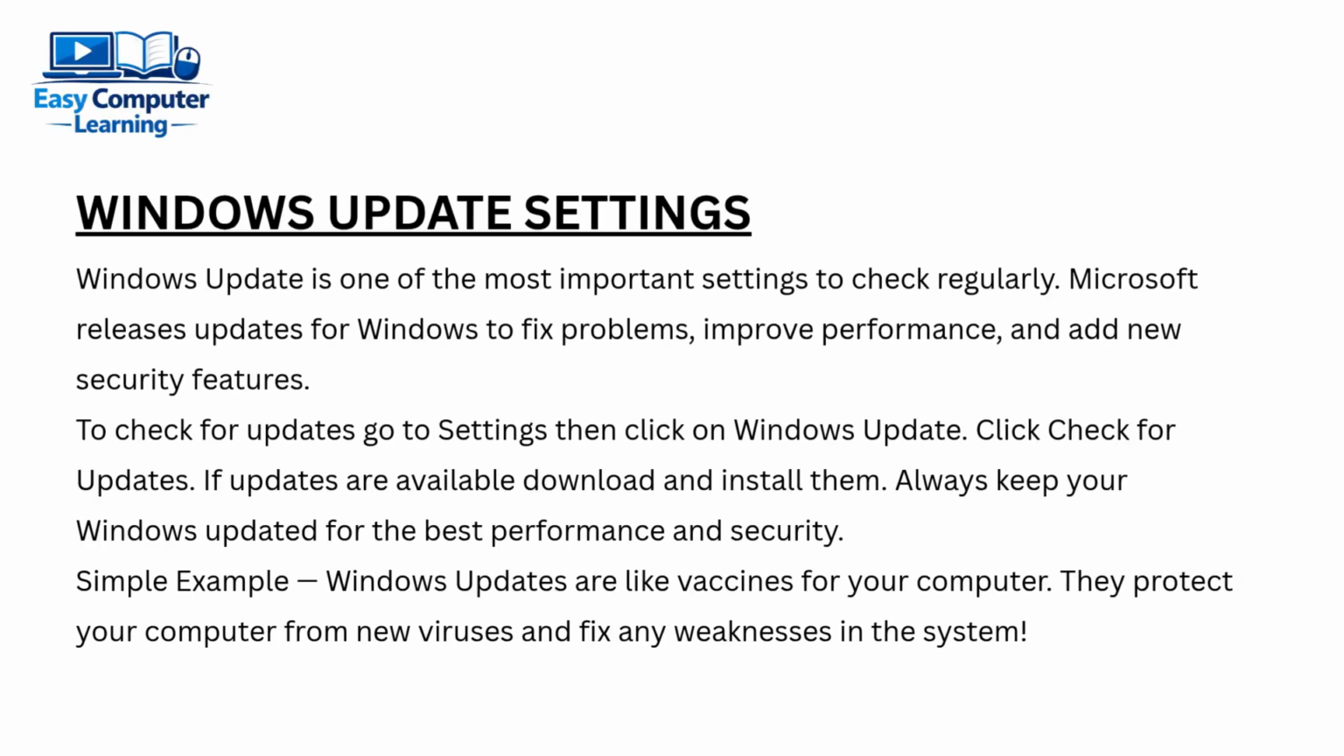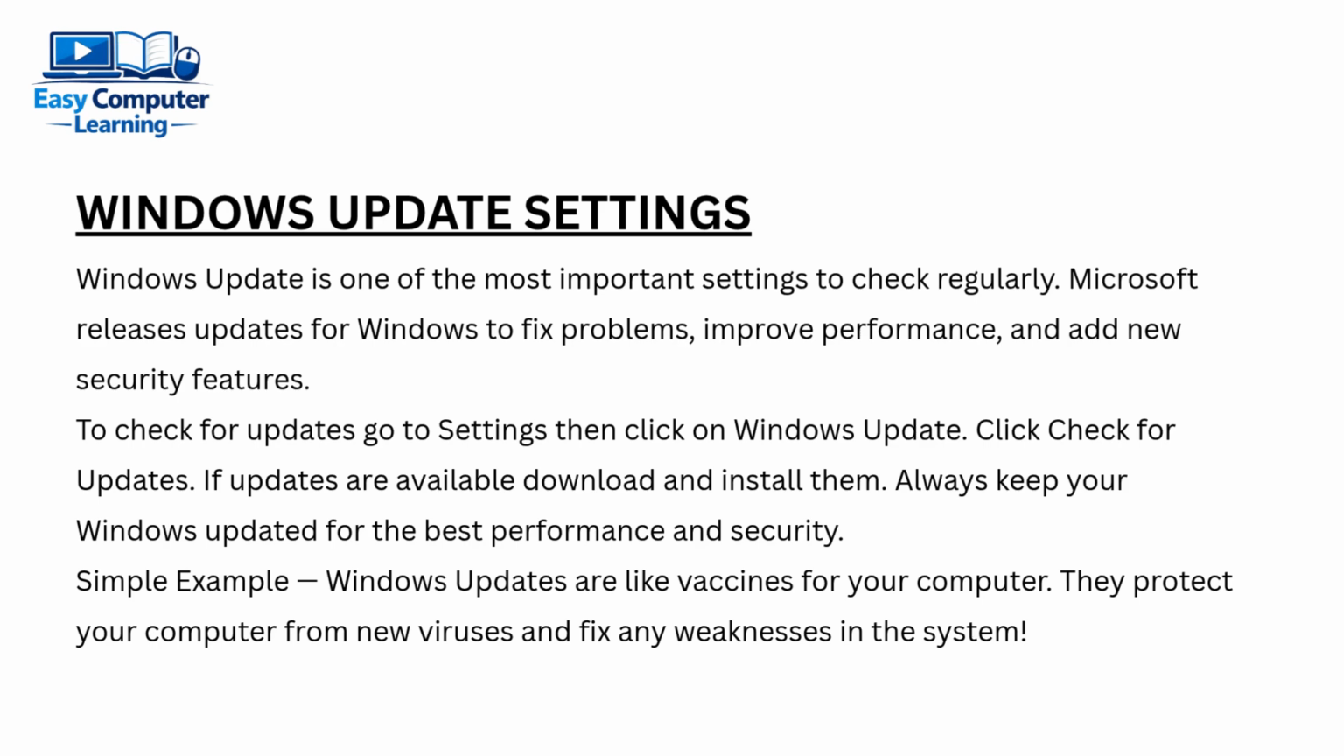Windows Update settings. Windows Update is one of the most important settings to check regularly. Microsoft releases updates for Windows to fix problems, improve performance, and add new security features. To check for updates, go to Settings, then click on Windows Update. Click Check for Updates. If updates are available, download and install them. Always keep your Windows updated for the best performance and security.